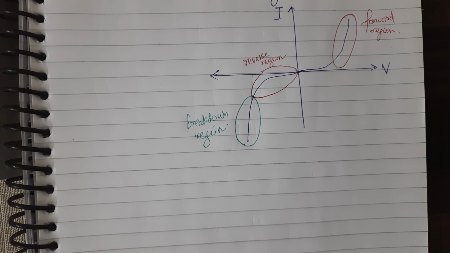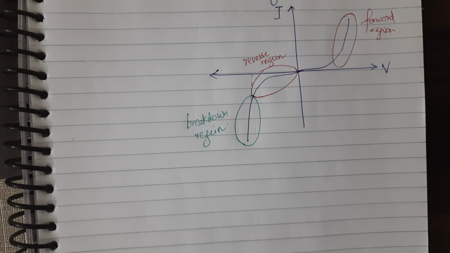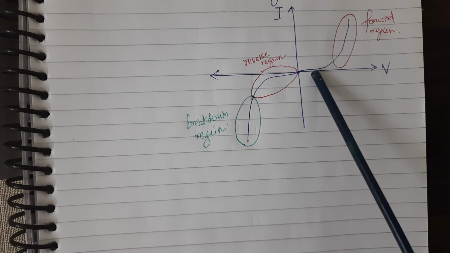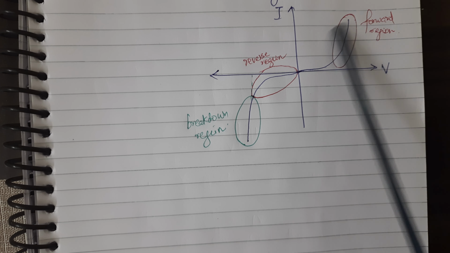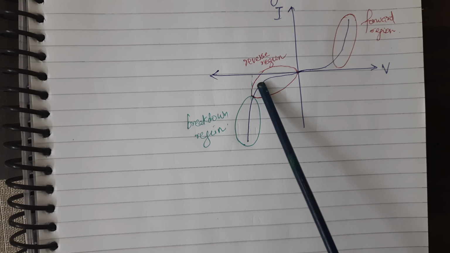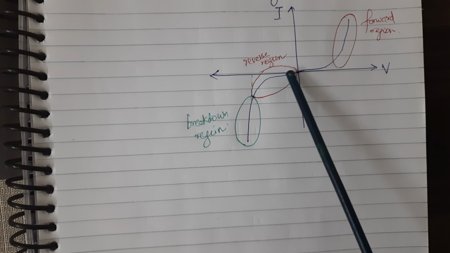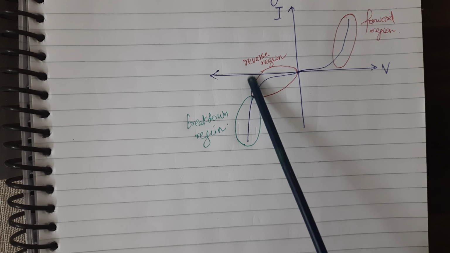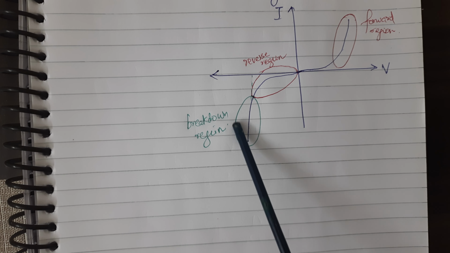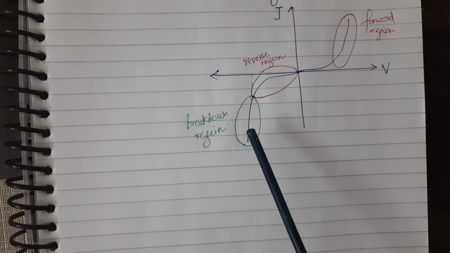But there is a maximum limit on the reverse voltage that can be applied to a p-n junction. If you increase the voltage beyond a particular voltage called the breakdown voltage, the diode will break down. See, in forward bias it was operating in the forward region, and in reverse bias, reverse saturation current, it was operating in the reverse region. So once the voltage reaches a threshold called the breakdown voltage, it will be operating in the breakdown region, and eventually the diode gets damaged. And this is generally called avalanche breakdown.